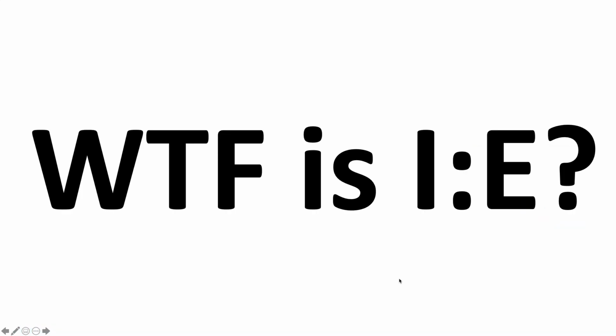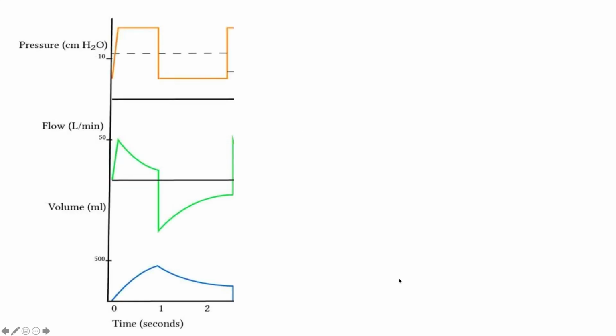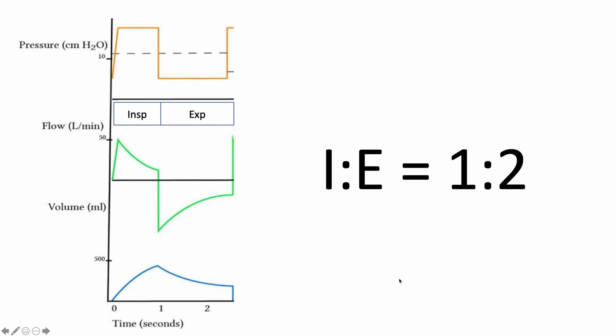So what is I to E? Well, I to E ratio is the ratio of inspiratory to expiratory time. If you look at this chart right here in the green graph in the middle, we can see that if we measure the inspiratory time and the expiratory time, it's about 1 to 2. All right, so that's normal. Most of us walk around with a 1 to 2 ratio of inspiratory to expiratory time. We spend more time expiring than we do inhaling.